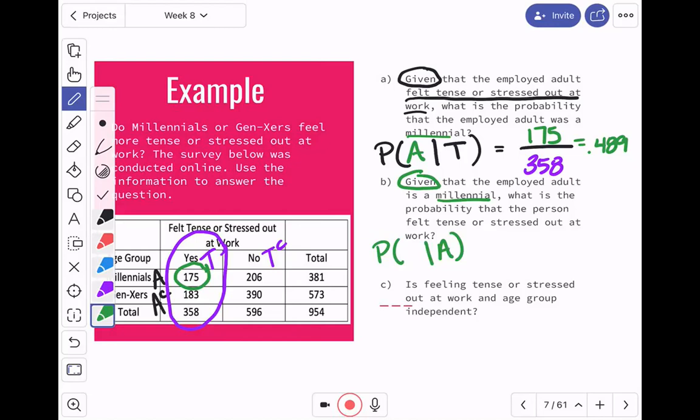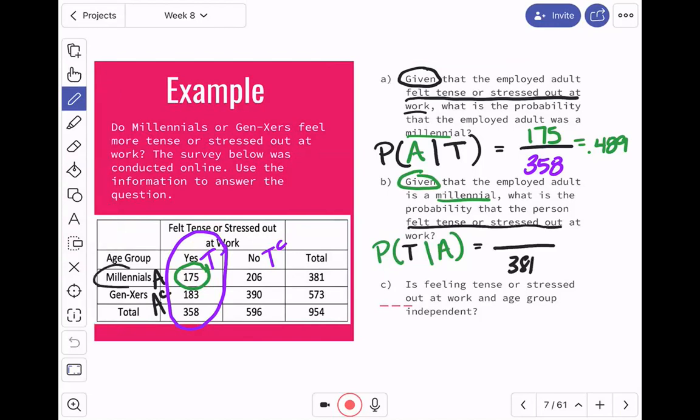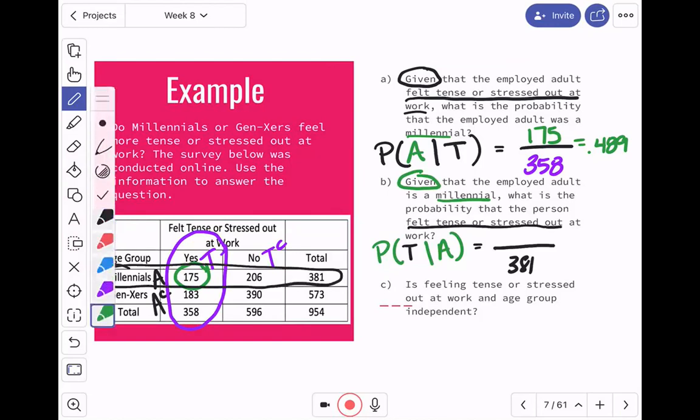Out of those millennials, who am I interested in now? The ones that felt tense or stressed out at work. So T in the front. So the denominator of this fraction is going to be what now? 381. Good. So I'm interested in these 381 millennials. And again, of those 381 millennials, I'm only interested in the 175 ones that were stressed.